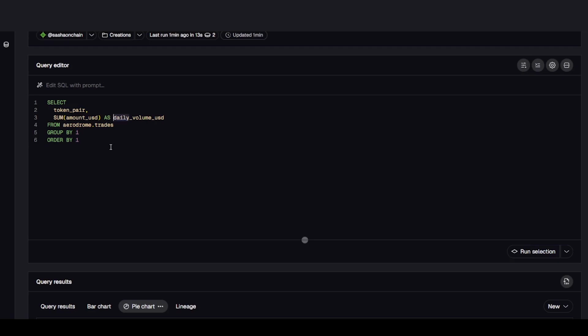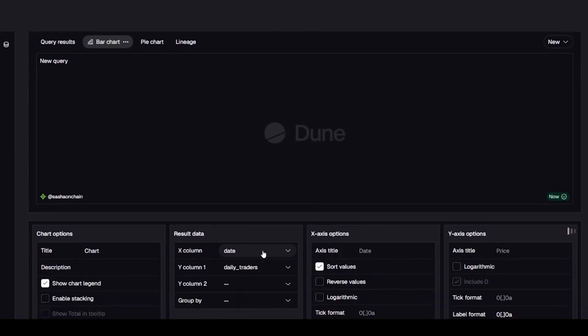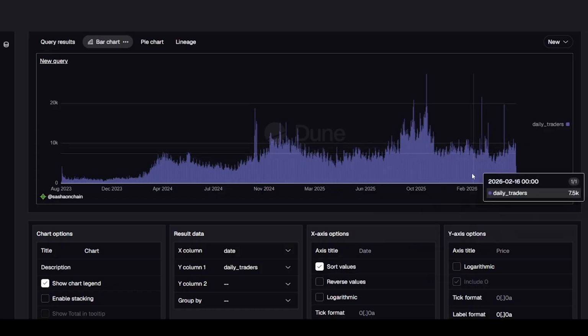Okay, volume is one thing, but now I want to know how many actual users are trading. Inside this table we have the taker field. Basically the wallet executing the swap. We count the distinct wallets per day, so the same user isn't counted 50 times. Run it, and now we start seeing actual adoption. Not just money moving around, but real user activity.